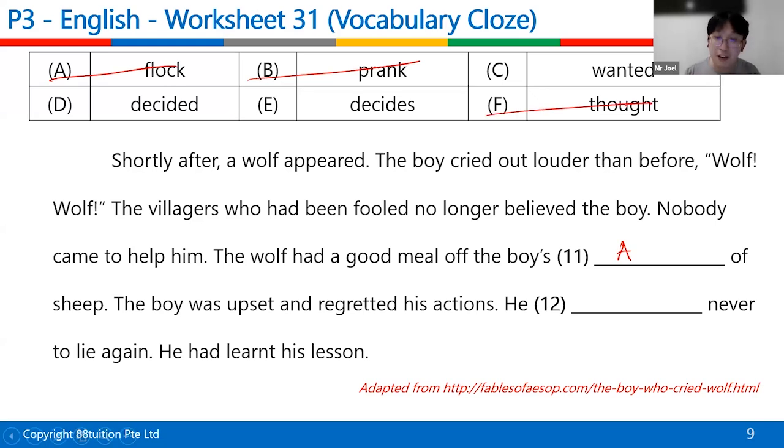The boy was upset and regretted his actions. He what never to lie again. Over here, he decided, must be with ed, past tense, because the whole story is in the past tense. So he decided never to lie again. So D is the last answer. So in total, the answer is FBAD. Okay, FBAD. And all 3 of you got all 4 correct. Good. Let me add your points here.